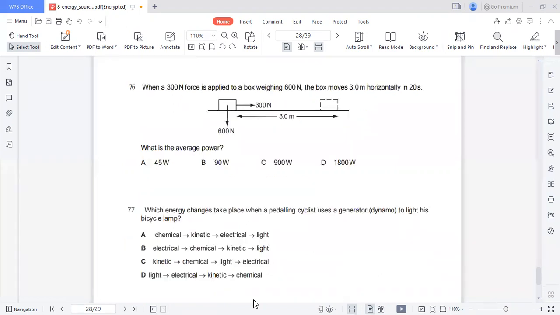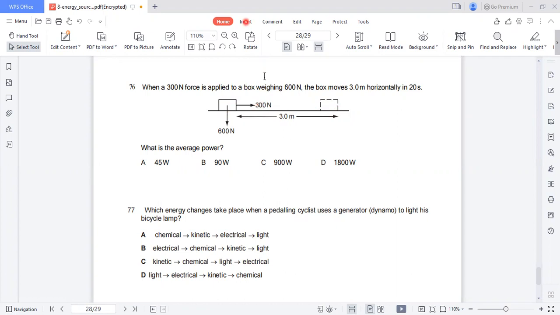Number 76 is when a 300 Newton force is applied on a box having weight of 600 Newtons, the box moves 3 meters horizontally in 20 seconds. So this is the distance traveled by this box. The box is lying here. It has a weight of 600 Newtons and you are applying 300 Newtons force.